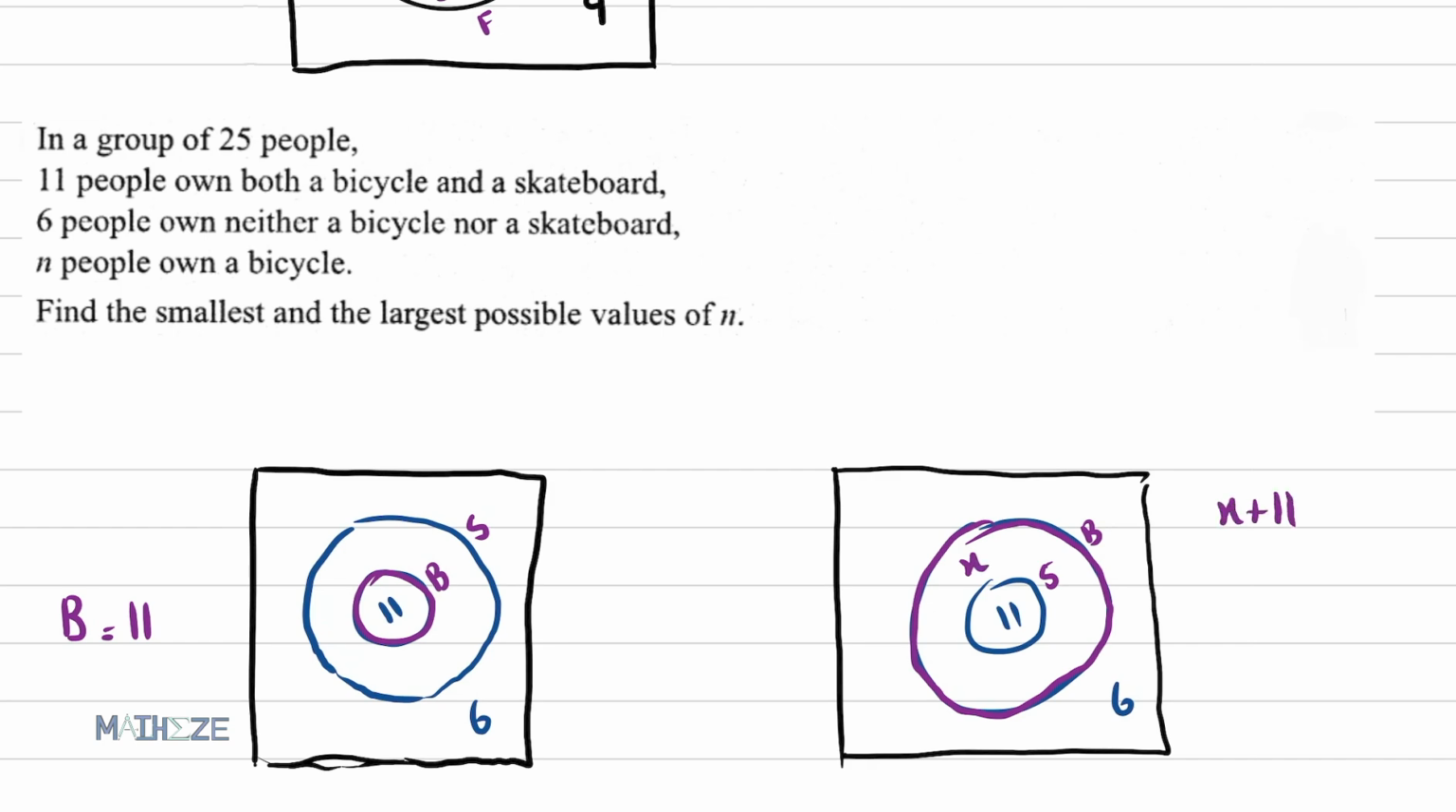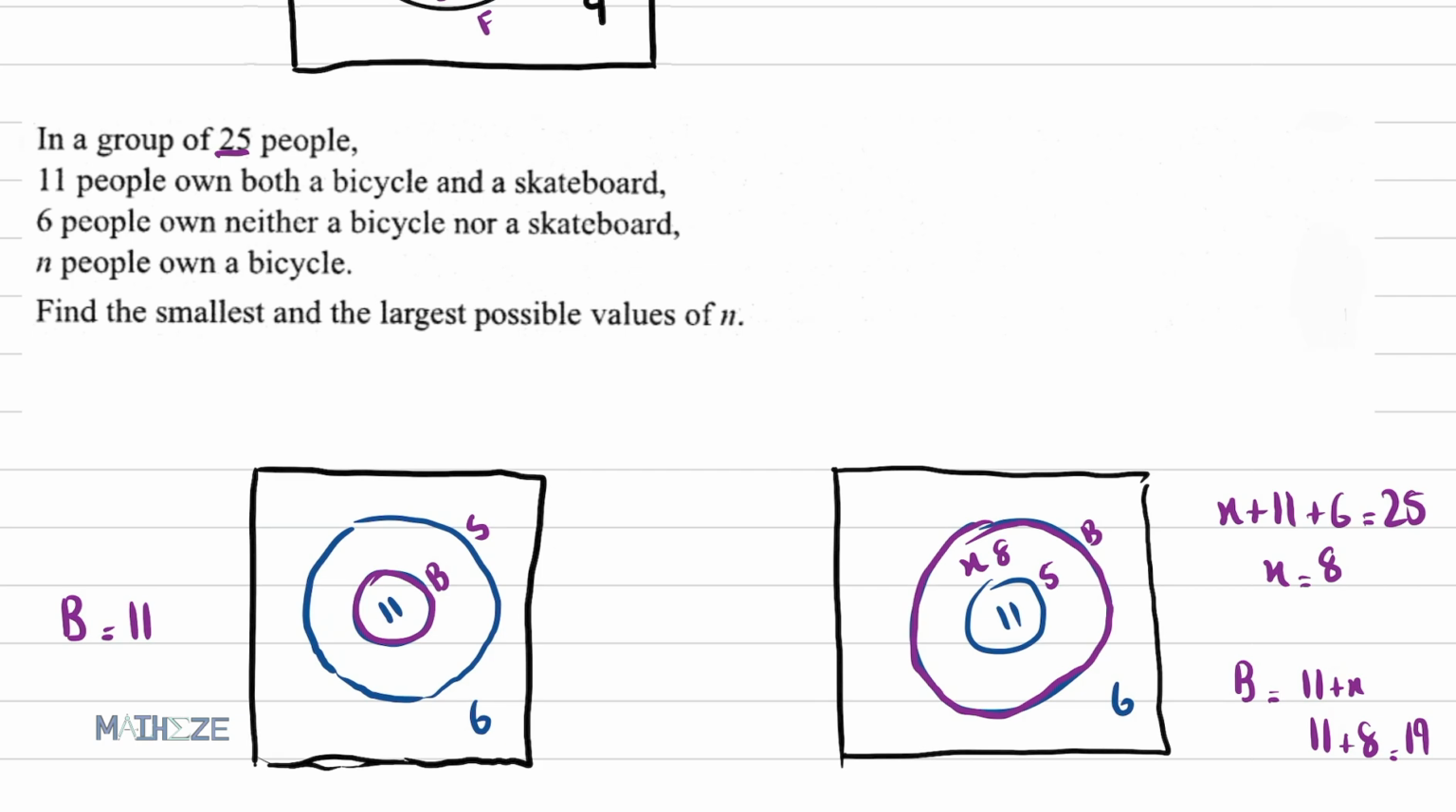x plus 11 plus 6 is equal to, how many people were involved in the question? 25. It's going to be x equal to 25 minus 17. That makes 8. So this is 8. So total number of people in bicycle will be 11 plus x. That's going to be 11 plus 8. That's going to be 19.